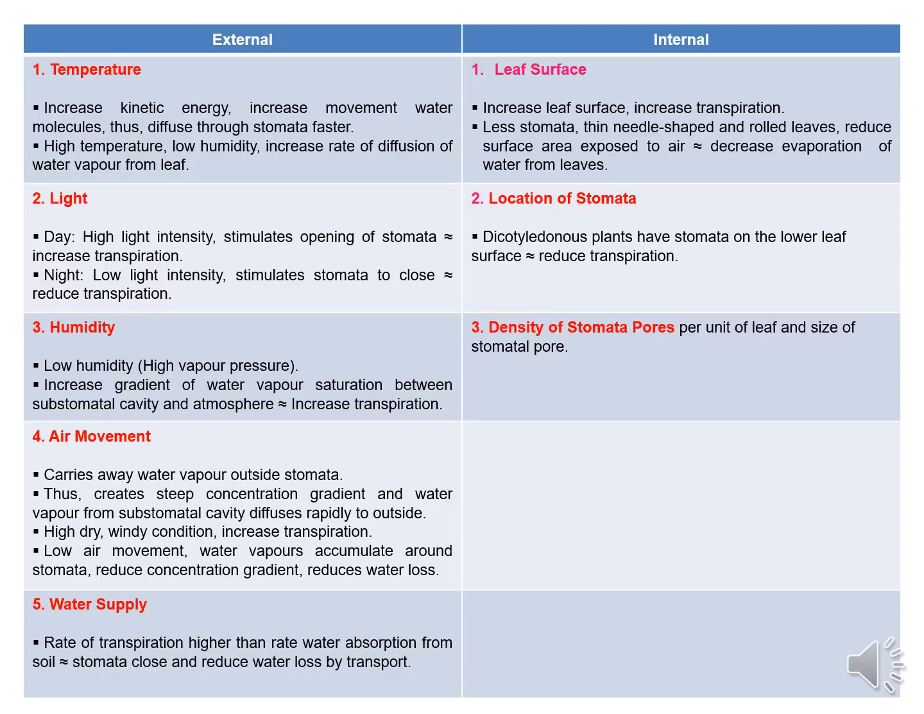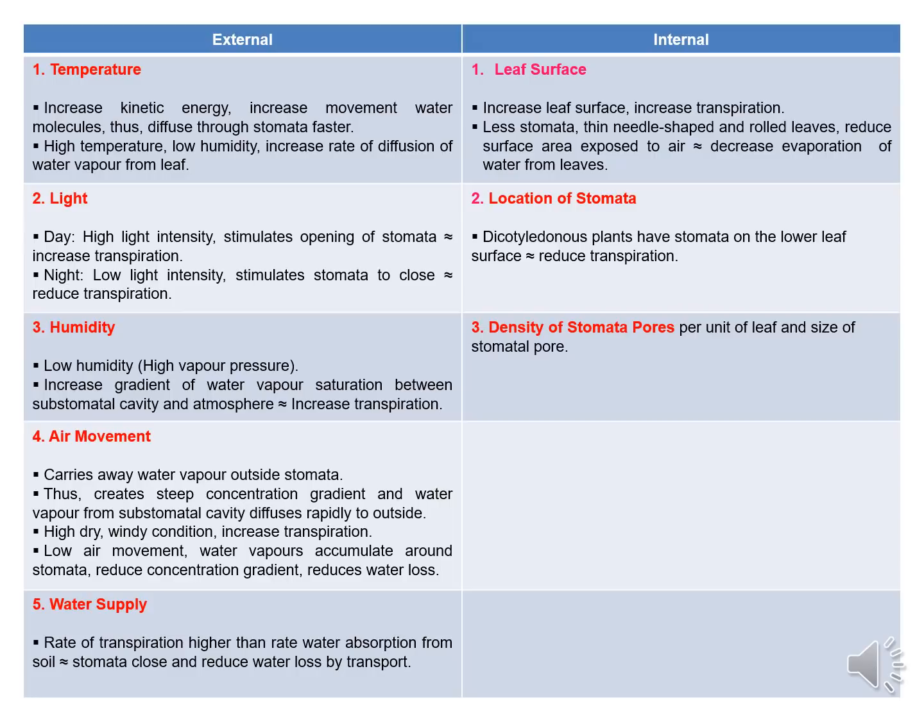Under the low air movement, therefore, the water vapor will accumulate around stomata and it will reduce the concentration gradient. Thus, it will reduce the water loss out of the leaf to the atmosphere. And the final factors, under the external factor, we do have water supply. Now, rate of transpiration is higher than the rate of water absorption from soil. Therefore, the stomata to close and it will reduce water loss by transpiration.